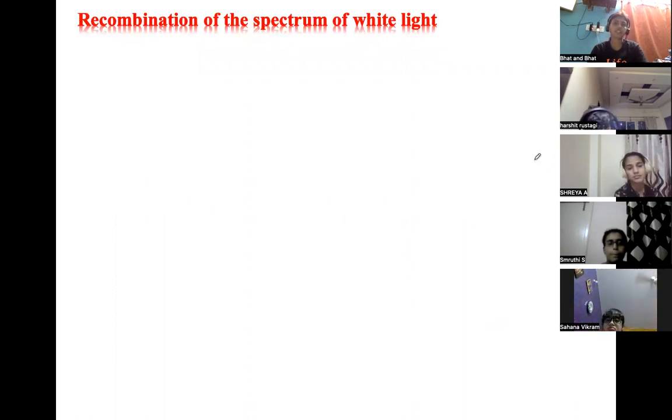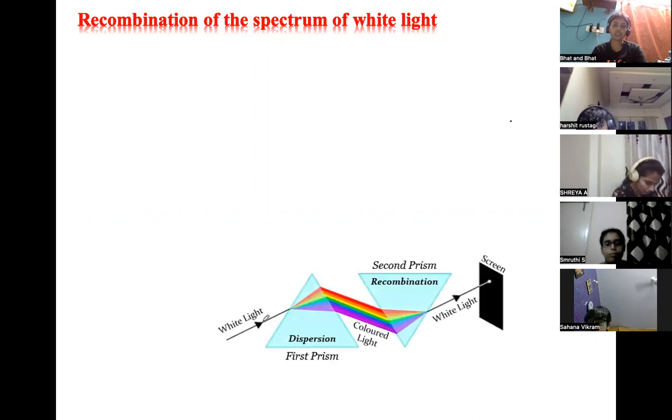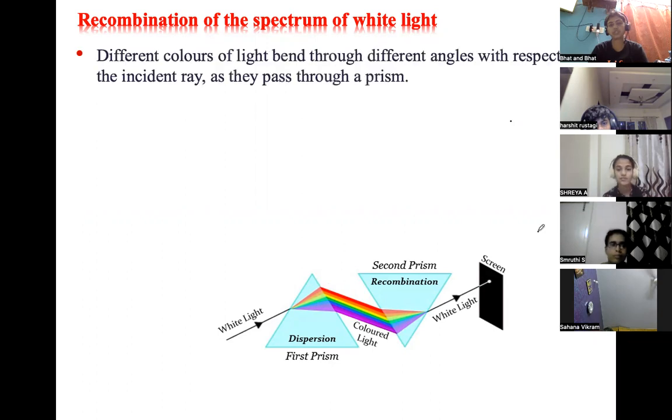So next is recombination of the spectrum of white light. If you pass white light through a prism, it will give you 7 colors. Now these 7 colors are taken as the incident ray for another prism. Then what happens? You will get white light. So this is called recombination of the spectrum to get white light. Now what is a spectrum?